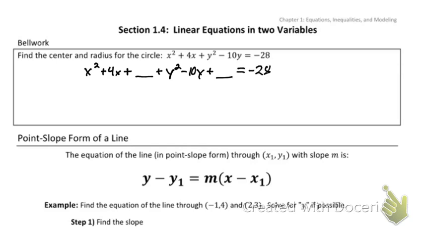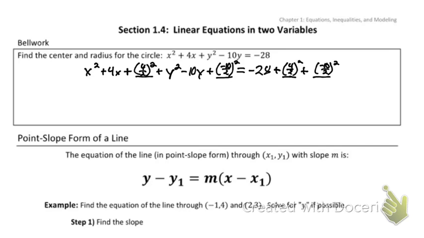Well, if I added something to the left-hand side, I have to add it to the right-hand side. So that'd be plus something plus something. The thing that goes in each of these is our b divided by 2 squared. So that would be 4 divided by 2 squared, and negative 10 divided by 2 squared. And what I add to the left side, I have to put in those other two ones over here. So that would be 4 over 2 squared, and negative 10 over 2 squared.